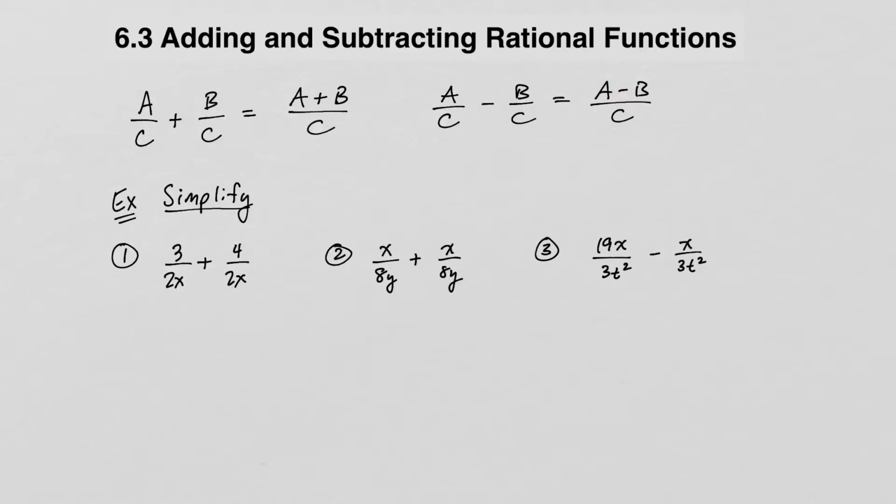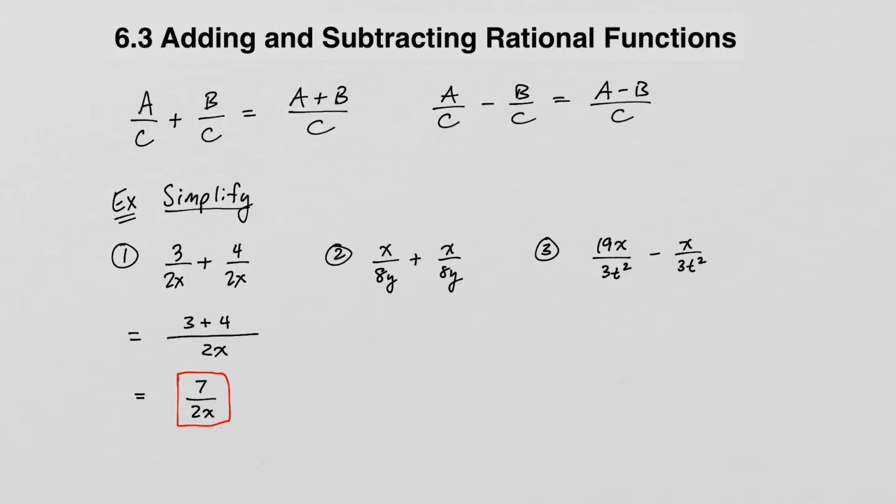So for a few examples here, let's consider 3 over 2x plus 4 over 2x. Notice that we already have a common denominator of 2x. That means our answer will have that same denominator. And all we need to do is add the numerators 3 plus 4. And this, of course, gives us 7 over 2x.